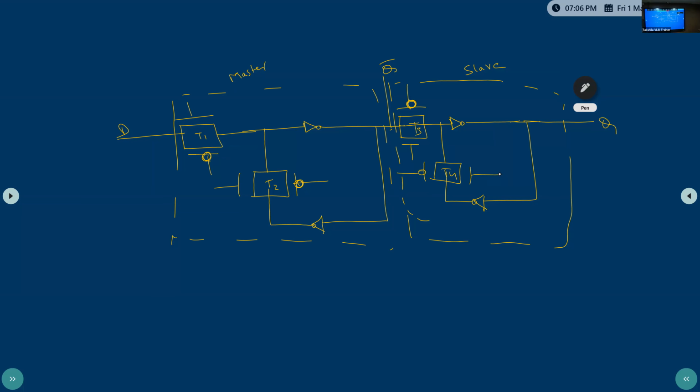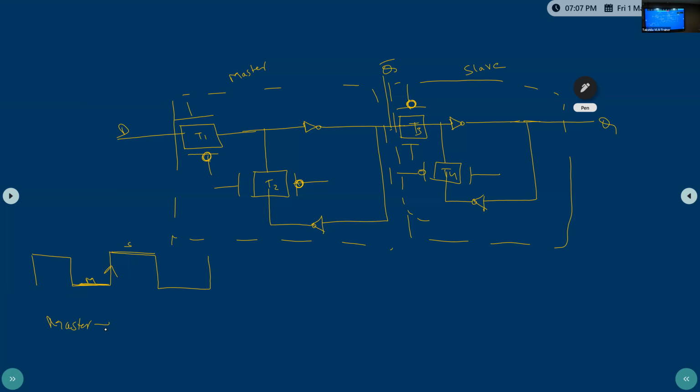Now how will the operation be? Consider the clock pulse like this. Suppose the master is negative level trigger and the slave is positive level trigger. The master turns on here, the slave turns on here. Then this flip flop is called a positive edge trigger, 0 to 1. Clear?